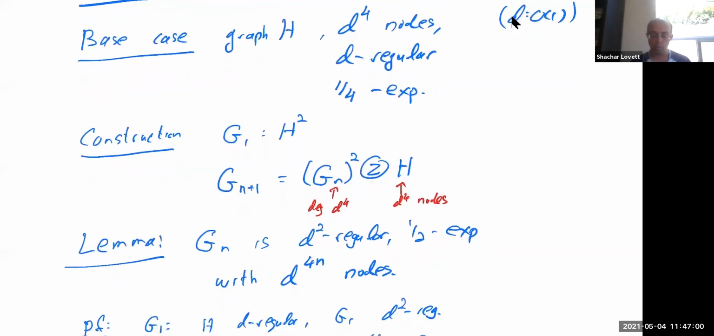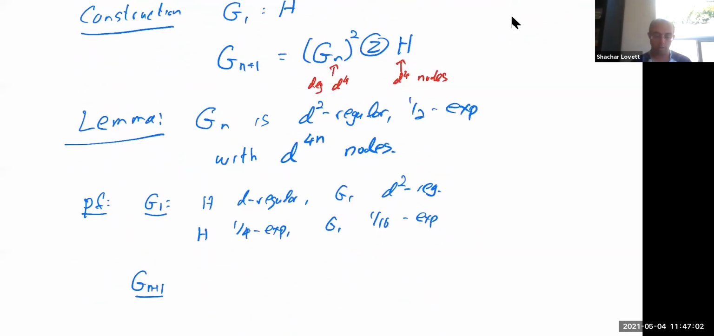But then the degree of Gn plus 1, by the zigzag theorem, is going to be the degree of H squared, which will be d squared, because we assume H is d-regular, so it will be d squared regular.